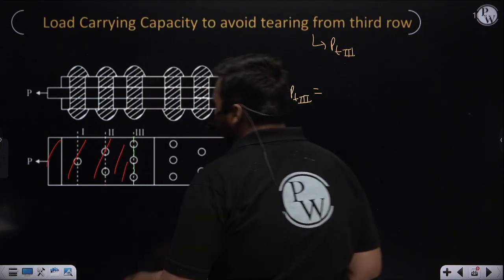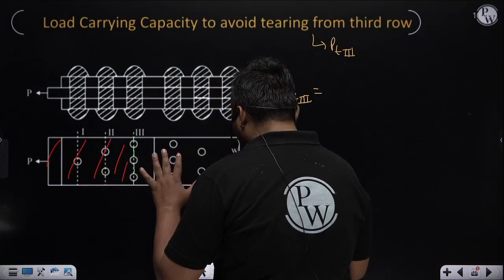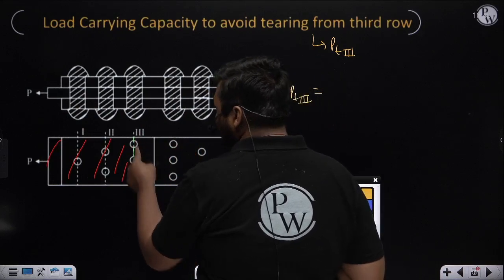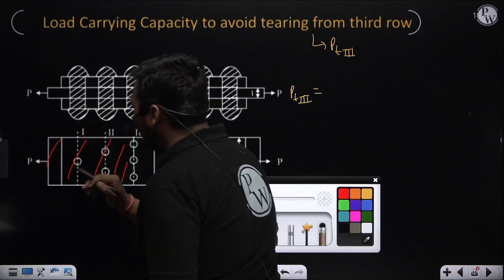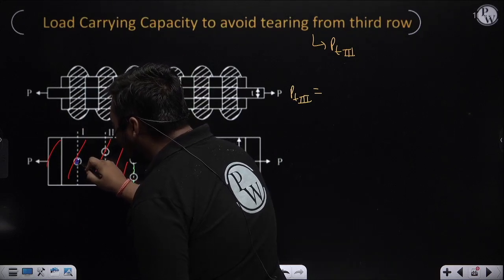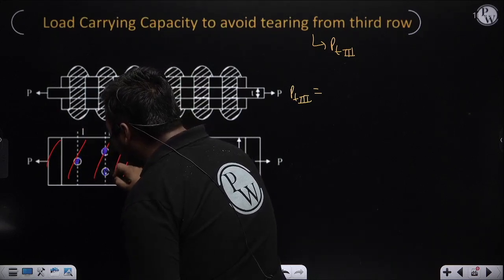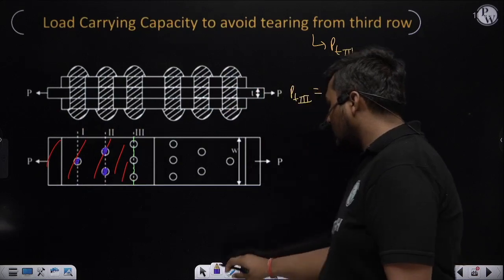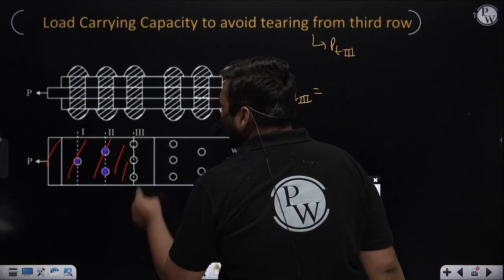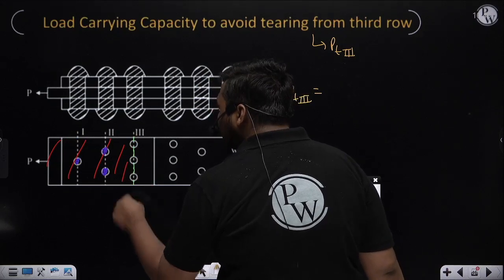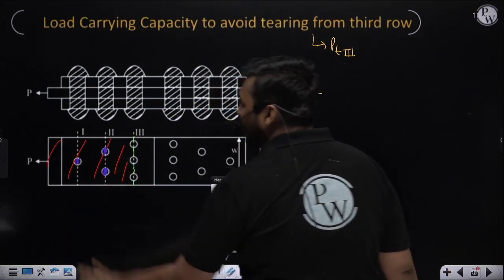Now, to separate this portion from the entire system, first the plate should tear from this plane. Along with that, the rivets which are coming this side, right now three rivets are coming. So we need to calculate shearing or crushing of these rivets. Okay, and here three rivets are coming. So when this system will fail like this, tearing from this plane is occurring, plus either shearing or crushing of these three rivets is occurring.